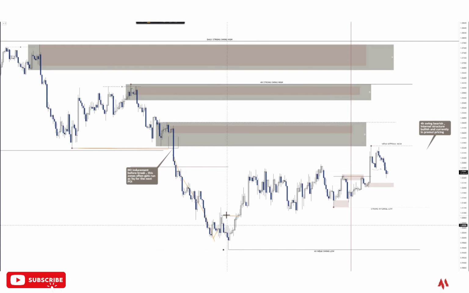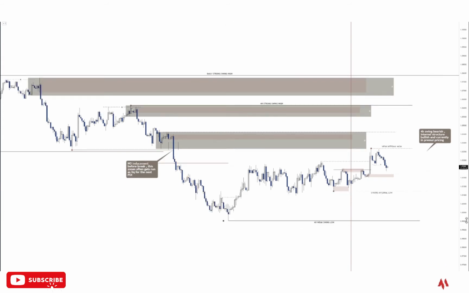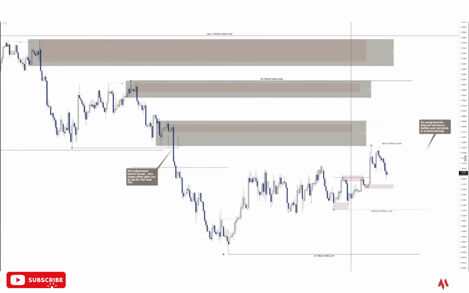This was our first sign of strength on the 4H, and since then internal structure has been making a series of higher highs and higher lows.